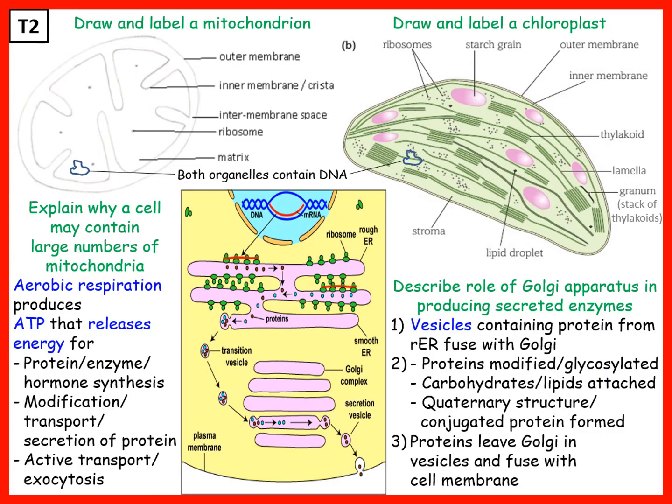In topic 2, we learnt how to draw and label a mitochondria, and you can see that there is an outer and inner membrane, and the inner membrane can be folded inwards to form the cristae. There are also ribosomes in the mitochondria and the matrix, and it also contains DNA.